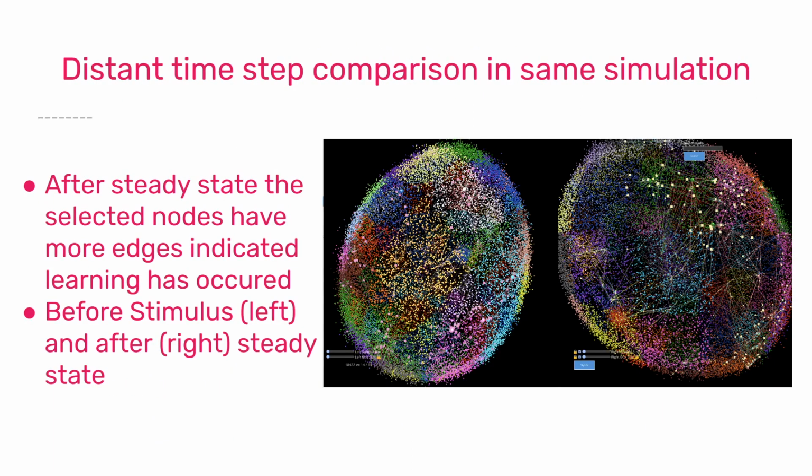50,000. In the distant time step comparison of the same simulation, you see that before the steady state, there are relatively few edges. After the steady state is achieved, there are many more edges. But the overall topology seems to return back to this spheroid patchwork state.